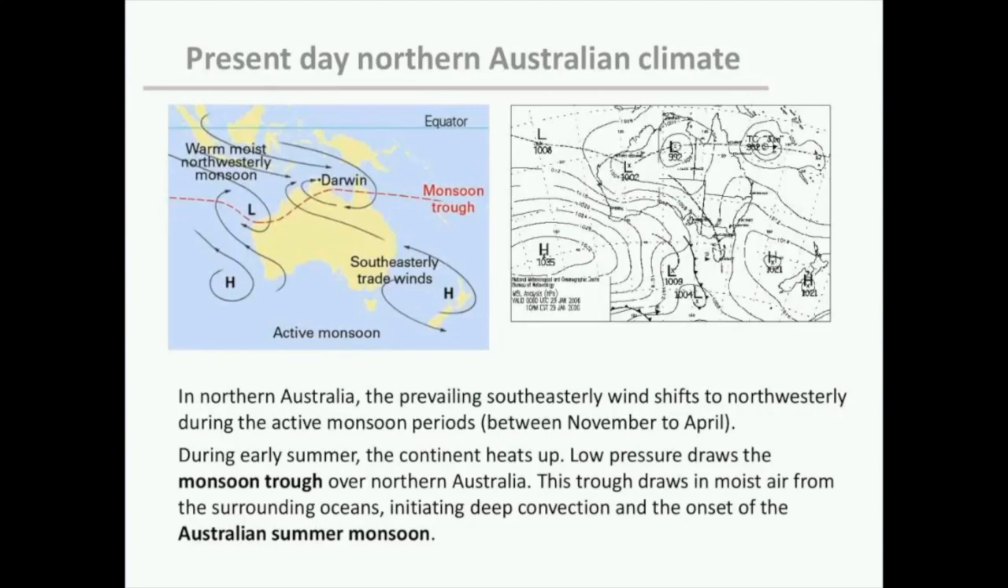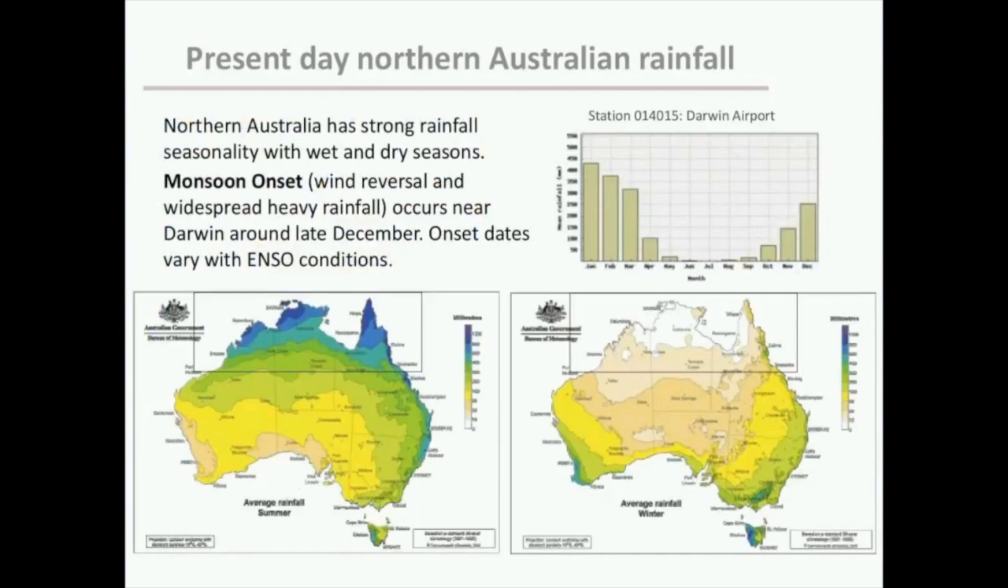During early summer, as the continent heats up, low pressure draws the monsoon trough over northern Australia, and this draws in that moist air from the surrounding oceans, initiating deep convection, and that's what we describe as the onset of the Australian summer monsoon. Here is a typical synoptic chart for an active monsoon period, and the monsoon trough is indicated as a dashed line running over the north of Australia, and also actually with a tropical cyclone embedded in that monsoon trough.